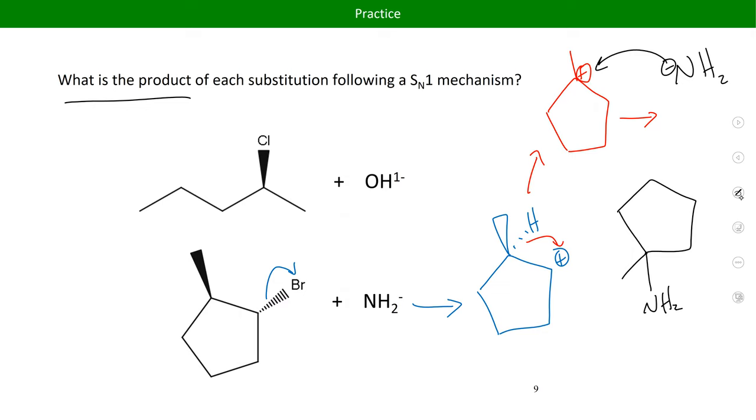SN2 wouldn't have a rearrangement because it's a single step. SN2 doesn't make a carbocation, right? Because it's instantaneous, because it's concerted, you don't get any rearrangement if it's SN2. Would it be the same product if it's SN2? There's no rearrangement, it can't be the same product, right? Yeah, so it would be. So what would the product be here for the second one if it was SN2?